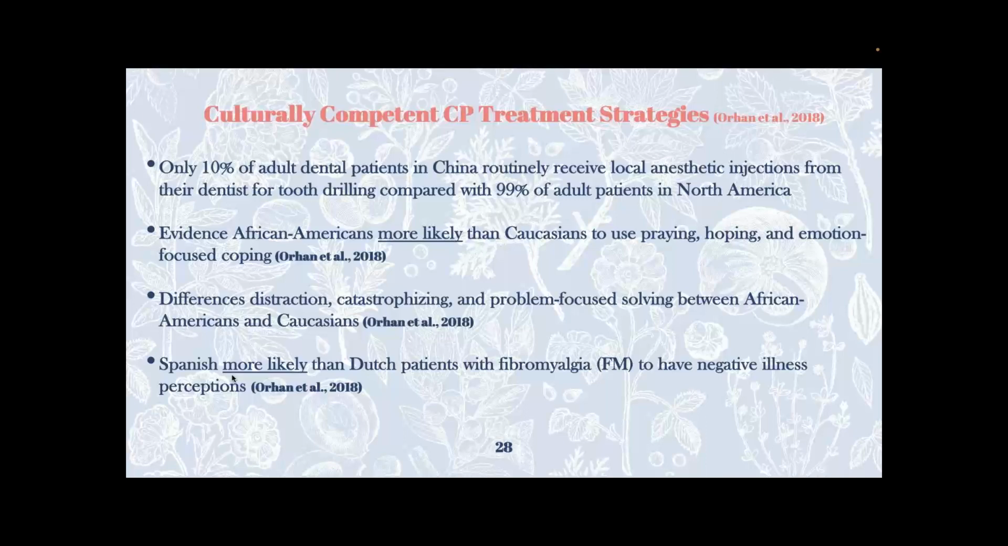Spanish individuals were more likely than Dutch individuals with fibromyalgia to have negative illness perception. So just those beliefs of self-efficacy, what it means to you as a person to be chronically sick, and your ability to still find meaning in life, even though you have fibromyalgia or chronic pain.